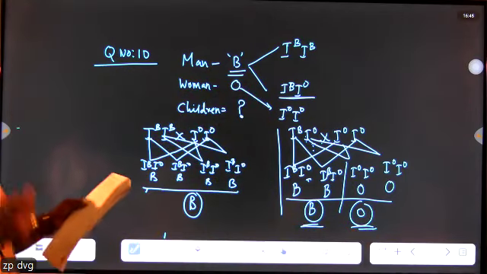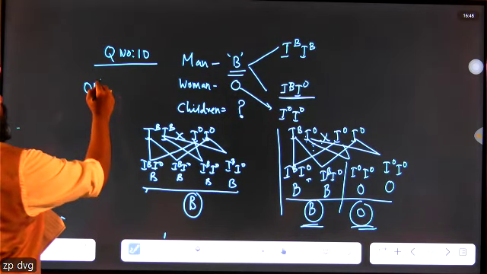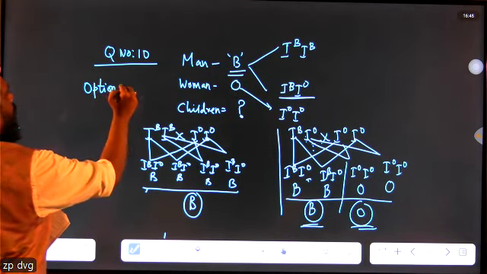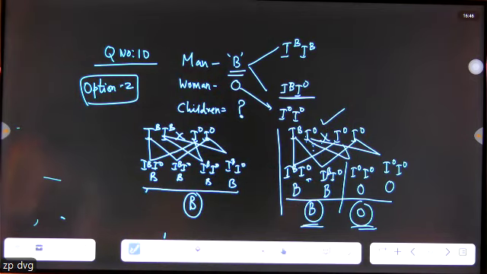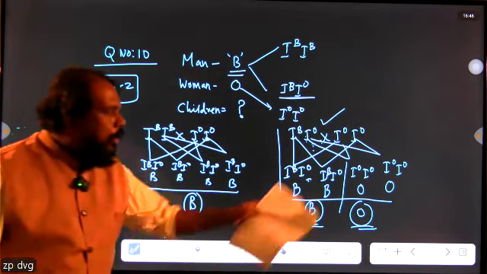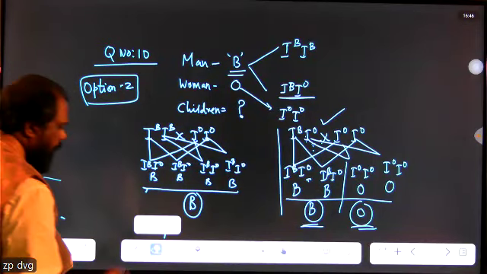Understood? So, which is the correct option they have given? When you look at question 10, option 2 says B or O. So this condition we can pick. So the correct option is option 2, B or O. Can we go to the next question?